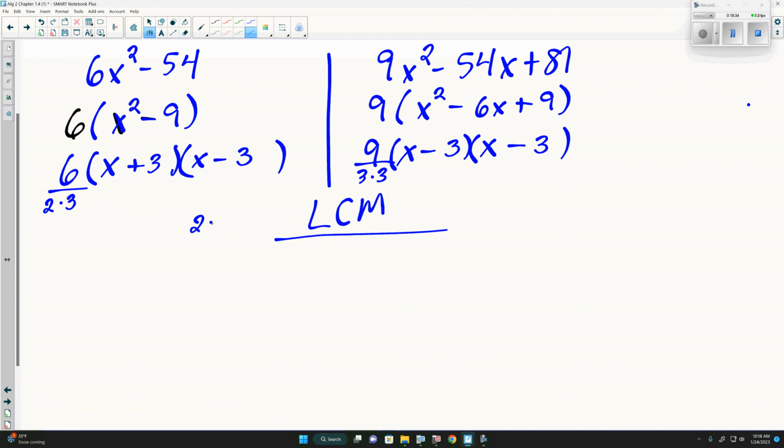Now 6 has how many 3's? 9 has how many 3's? So we take whichever one has the most. 9 has. 6 only has 1, so how many do we take? So we can say 3 squared. 3 squared is 9 times 2 is.